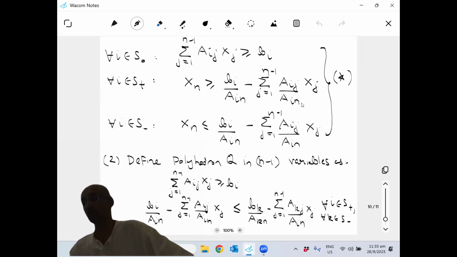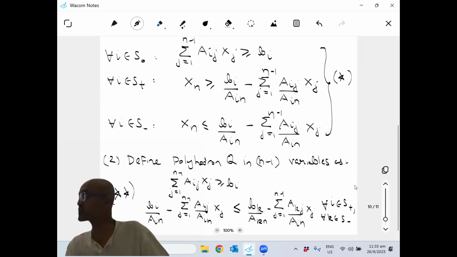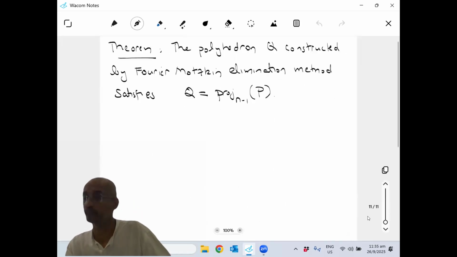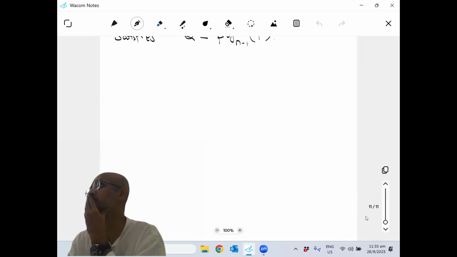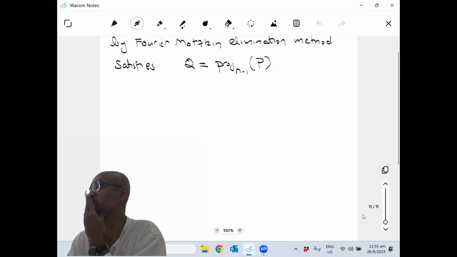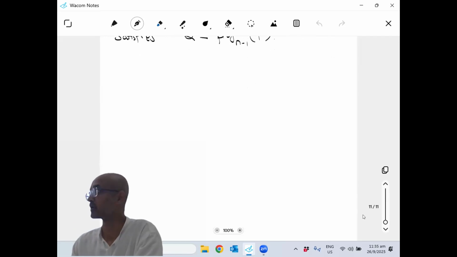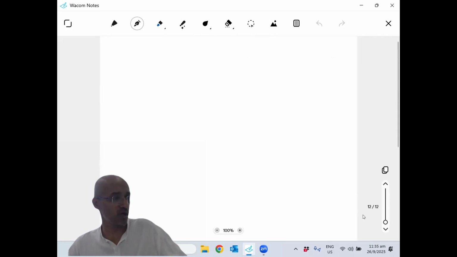So by doing this, we claim that the corresponding polyhedron is actually the projection. Okay, so I'm going to call this star, double star. So this set is exactly the projection. Any questions with this? Do you want to do an example before I do the proof first, or is the algorithm clear? Okay, I'll do an example first, and then I'll prove the result.